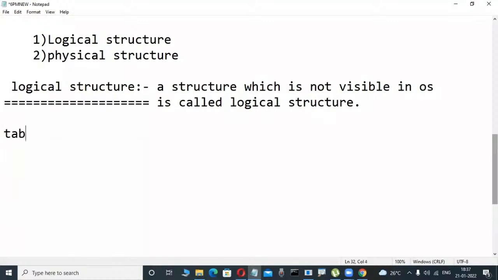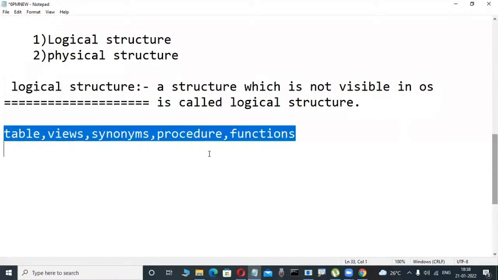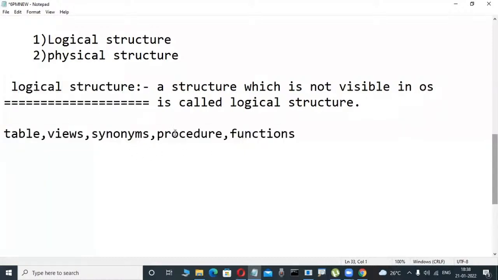That logical structure contains tables, in Oracle or SQL Server, also tables are there. MySQL also, tables are there. Views are there. Yes, synonyms are there. Indexes are there. These are all the database objects. So many things are there. Procedures are there. Functions are there. Triggers are there. Packages are there. So many things only. These are all logical structure. That is not visible. Whatever objects we are learning in our course, so many objects, that is not visible in the operating system.